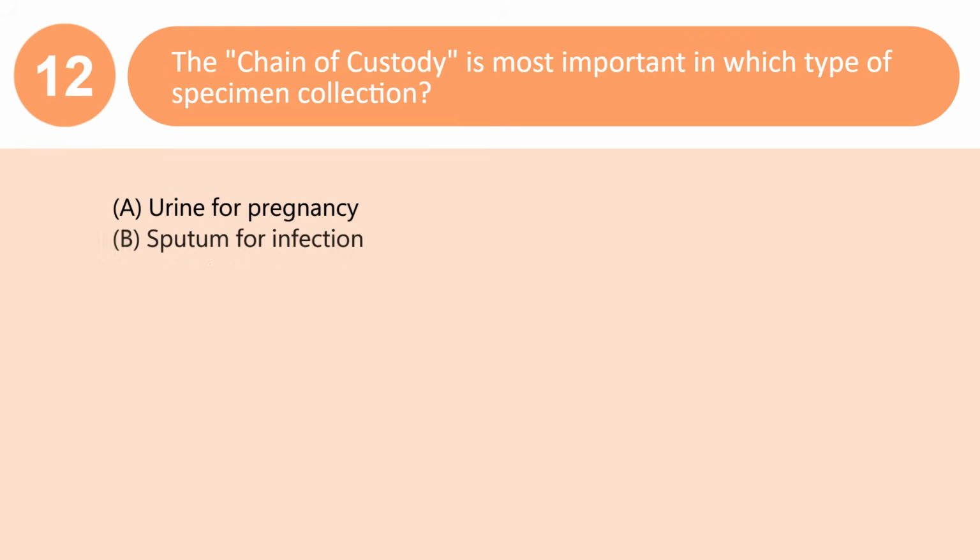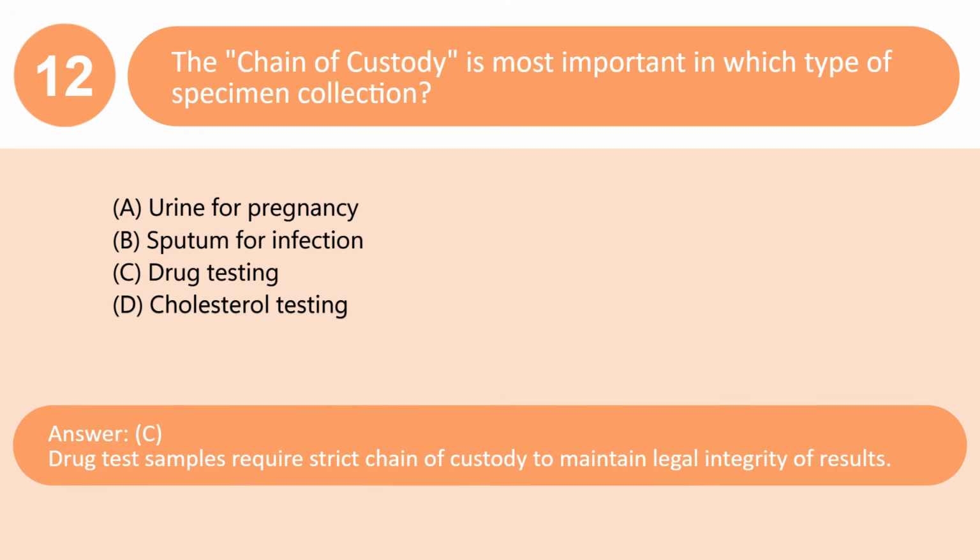The chain of custody is most important in which type of specimen collection? A. Urine for pregnancy. B. Sputum for infection. C. Drug testing. D. Cholesterol testing. Answer: C. Drug test samples require strict chain of custody to maintain legal integrity of results.